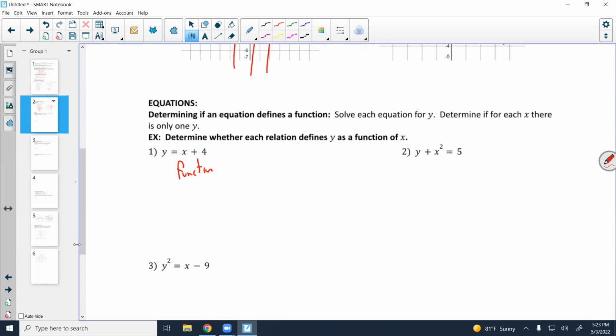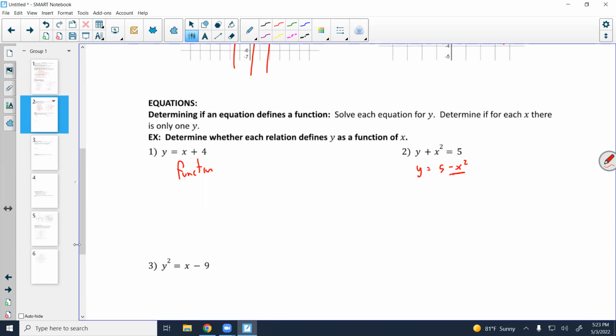Now let's look at this one. Well, we want to solve for y. Y equals 5 minus x squared. Now, for each value of x, we're going to get one value of y.